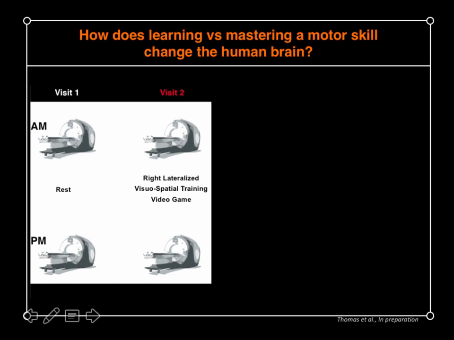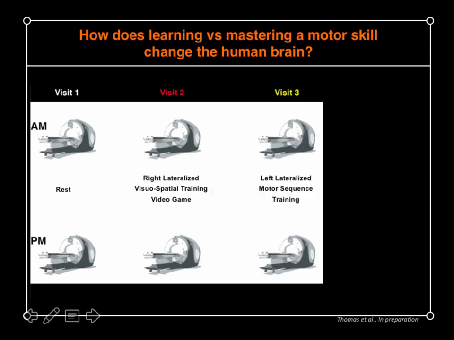A week later, we got the same subject back, scanned them at 10 in the morning, then gave them a right lateralized training video game, and then scanned them again. One week later, we scanned them at 10 in the morning. We gave them now a left lateralized motor sequence training task. And then after 2 hours, we scanned them in the PM.